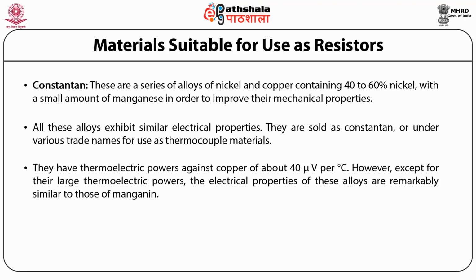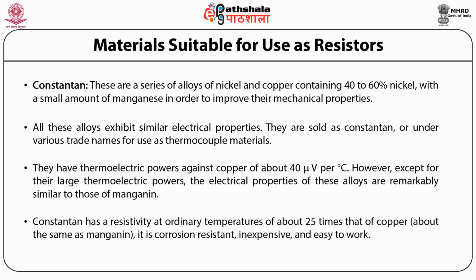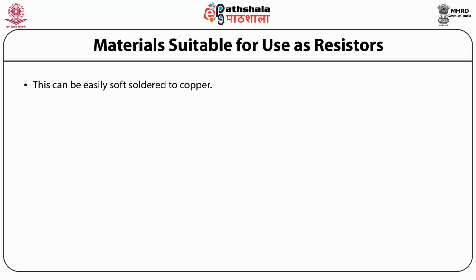However, except for their large thermoelectric powers, the electrical properties of these alloys are remarkably similar to those of manganin. Constantan has a resistivity at ordinary temperatures of about 25 times that of copper, which is about the same as manganin. It is corrosion resistant, inexpensive, and easy to work with. This can be easily soft soldered to copper.